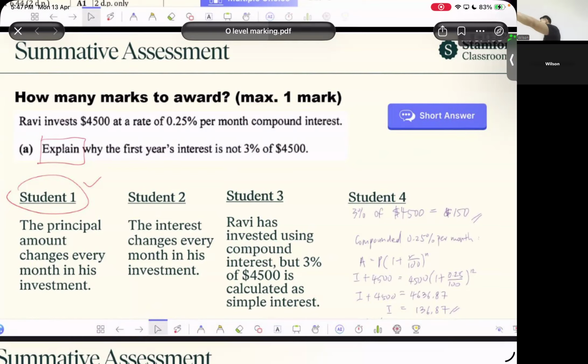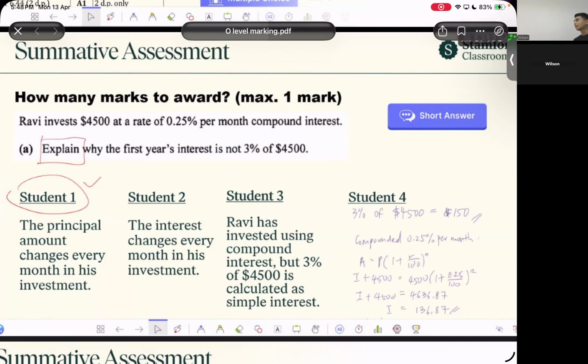Now, this one is just based on your own opinion. It doesn't matter if you're wrong or correct. I just want to get ideas or opinions from the class. Which student got the point? Student 1, student 2, student 3, student 4, or a combination of them? Let's take a look. I'll give you all 10 seconds to make your judgment. Which student or which students got the point for this explanation question? 1, 2, 3, or 4? It doesn't matter whether you get it correct or wrong.